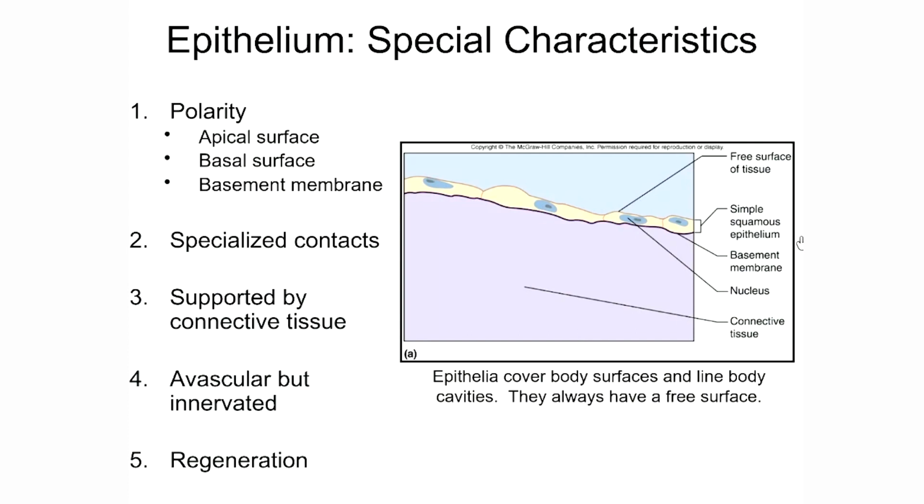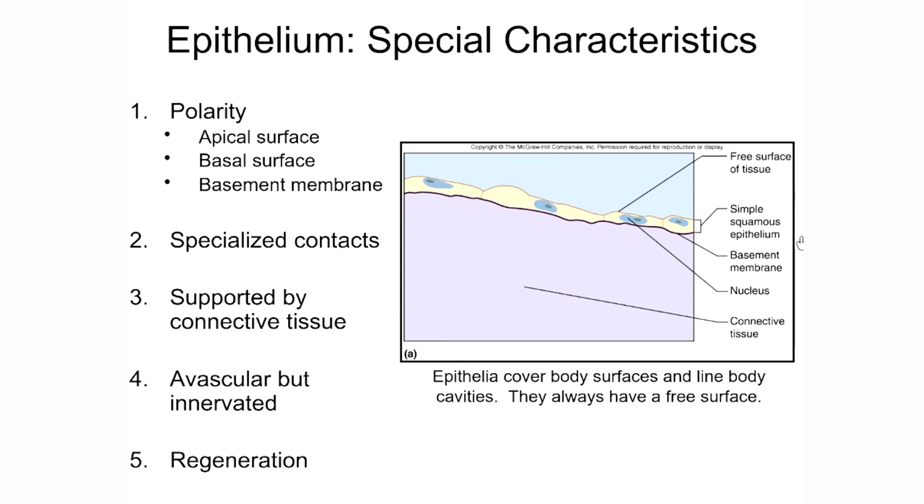One last thing that's really unique about epithelial tissues is they are very, very capable of regeneration. A lot of the tissues in the body, if you think about some of our organs, some of our other tissues, if they're damaged, they're damaged. They're not capable of repairing themselves to a great extent. They're not capable of replacing themselves. And with epithelial tissues, that's not the case.